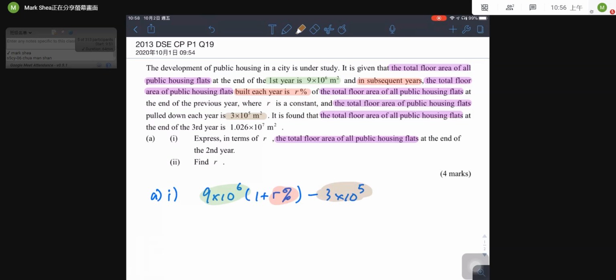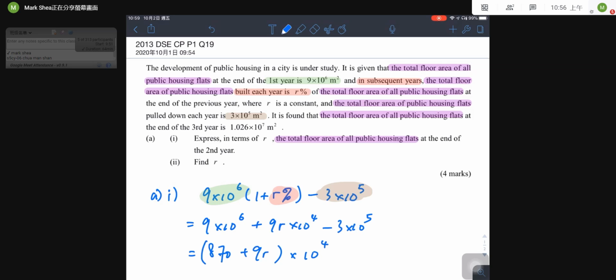square at the end of the first year. So this is the area in the second year, the end of second year. So after we simplify, the answer is 870 plus 9R times 10 to the power 4 meter square. So this is the A1.